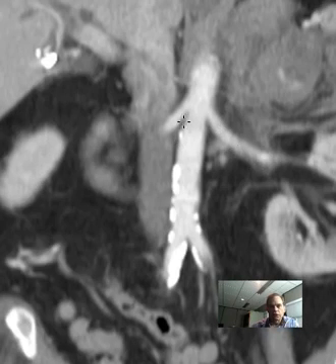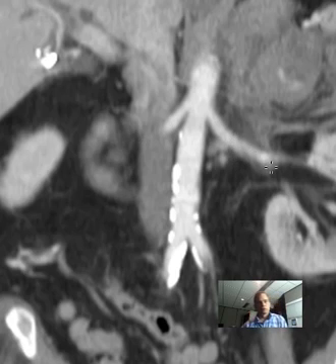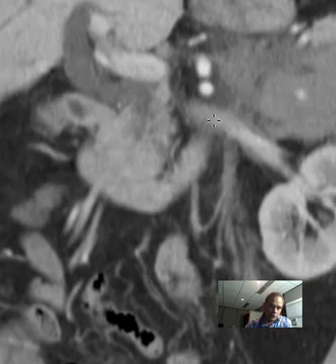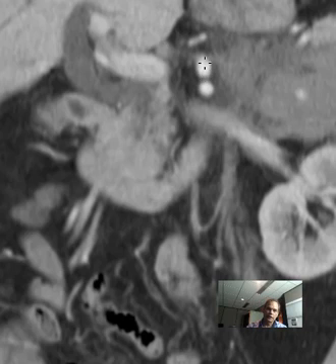What's coming off the aorta on both sides? The renal veins. And you go forward, and here's two arteries. See that? That's beautiful right here. This is a nice shot showing the celiac artery and the superior mesenteric artery.